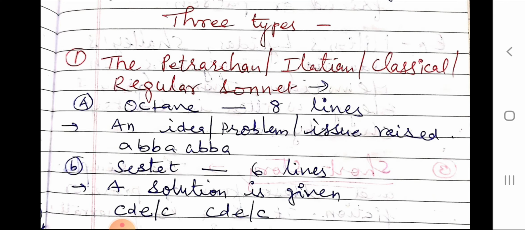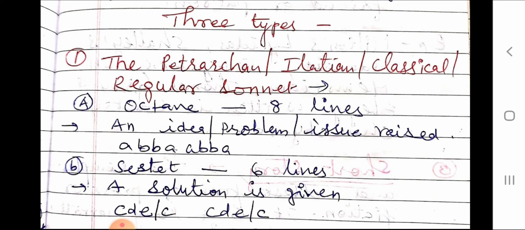And the rhyme scheme of this first stanza is A B B A A B B A. It means the first line rhymes with the fourth line, and the second with the third. Then again, fifth with the eighth, and sixth with the seventh. So rhyme scheme has to be considered very strictly.